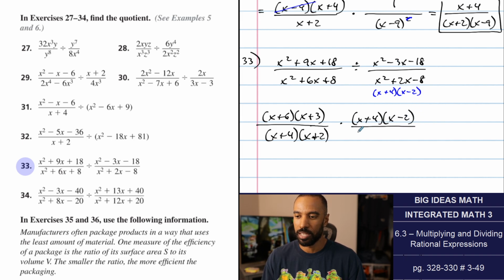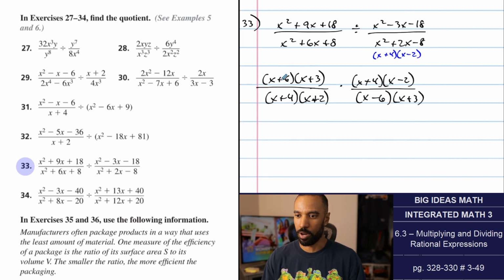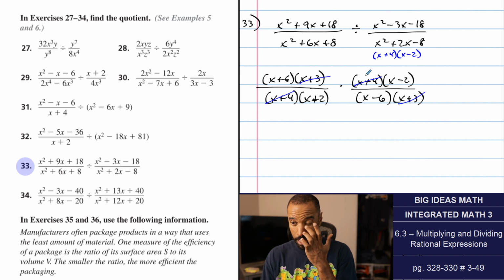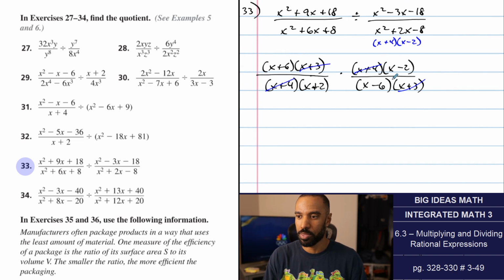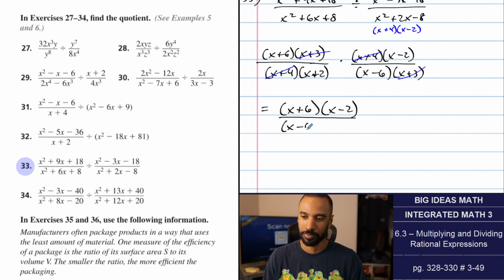As we flipped it, on bottom now is x minus 6 times x plus 3. So we find anything we can get rid of here. X plus 3s, x plus 4s. Nothing else here. X plus 6 doesn't cancel with x minus 6, and x minus 2 doesn't cancel with x plus 2. So we have, it'll look kind of weird. Let's actually even put the x minus 6 first. X minus 6 and x plus 2 second. It looks weird. It looks cool.